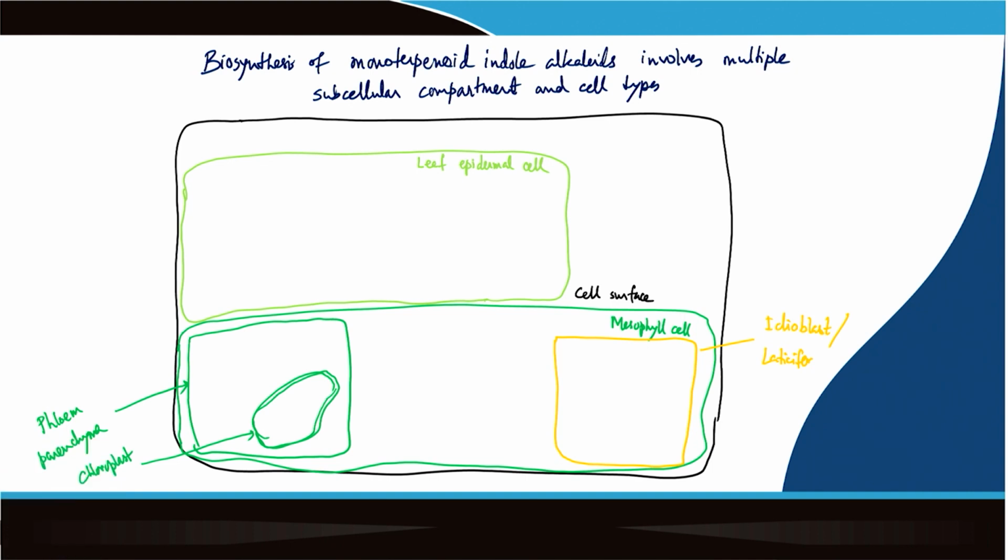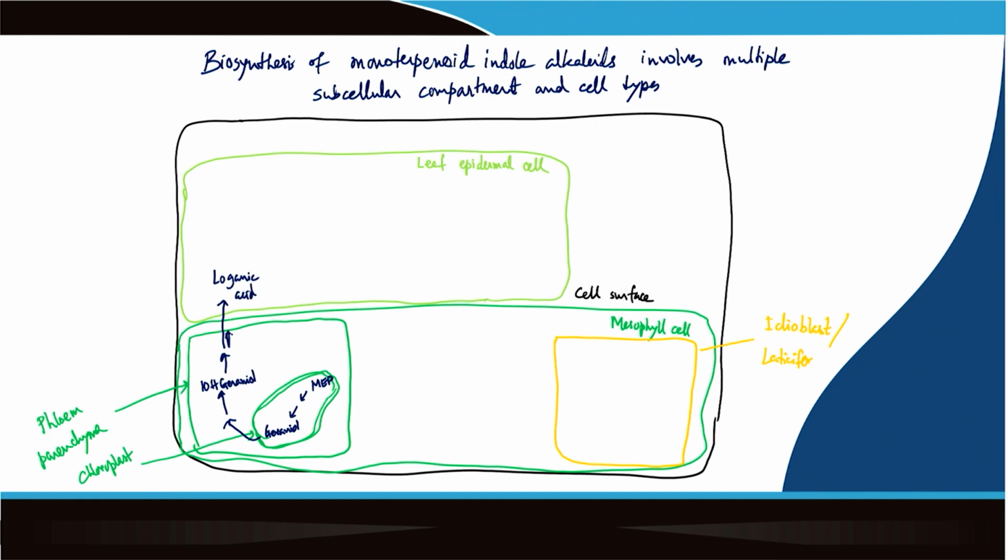Now, very briefly, for example, the MEP pathway is operating inside the plastid and that ultimately leads to the formation of geraniol, which comes out and eventually makes 10-hydroxygeraniol, and then this will move out from the mesophyll and enter into the leaf epidermal cell, where this will be converted into loganic acid.